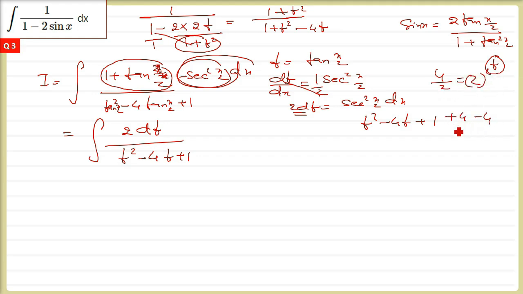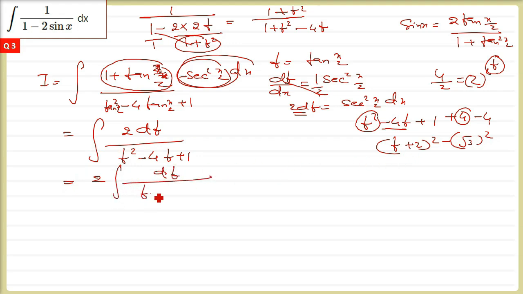So you can add and subtract 4. So a square plus b square plus 2ab: t plus t minus 2 whole square. This is not t plus 2 whole square. I'll just change it. So t minus 2 whole square minus root 3 whole square. So you can write it as 2 integration dt divided by t minus 2 whole square minus root 3 whole square.